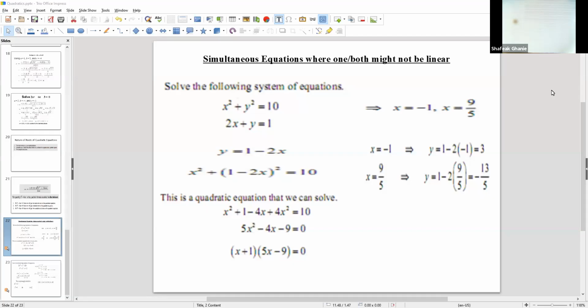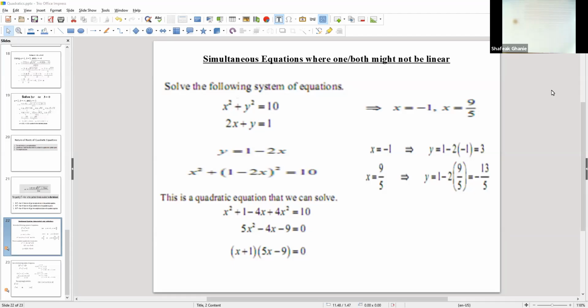Let's look at simultaneous equations where one or both might not be linear. Earlier in the class, we talked about simultaneous equations where both were linear. And I did mention that sometimes one might not be linear, or both might not be linear.